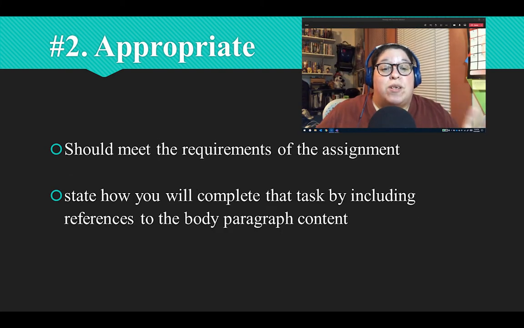Number 2, appropriate. The thesis statement should meet the requirements of the assignment and state how you will complete that task by including references to the body paragraph content. So in other words, those examples of what your body paragraphs will include that you place into your thesis statement, that is an intentional act.